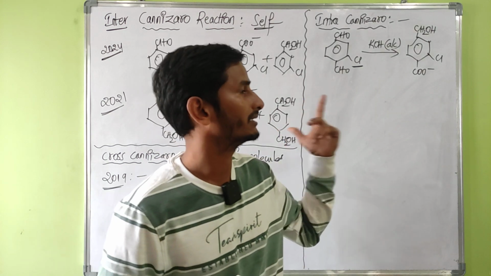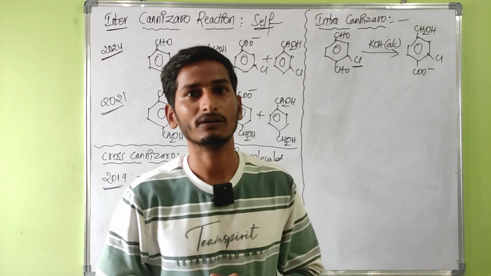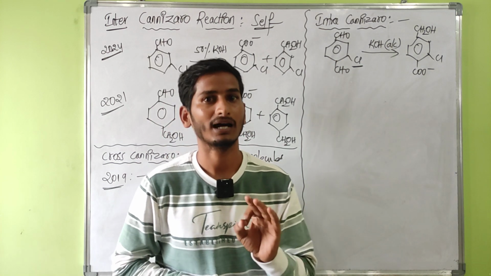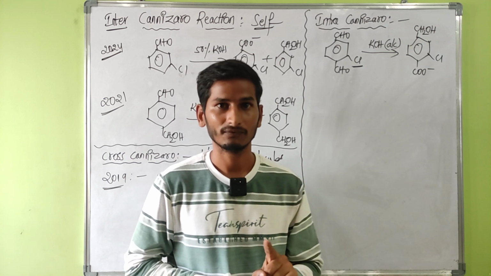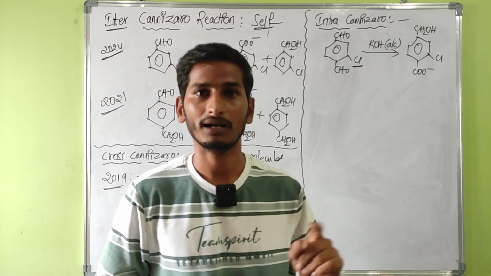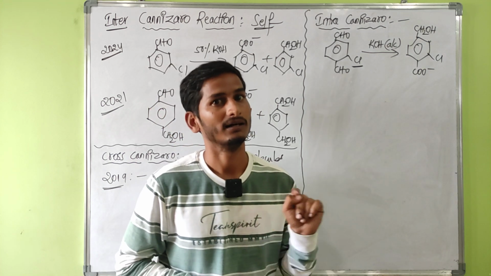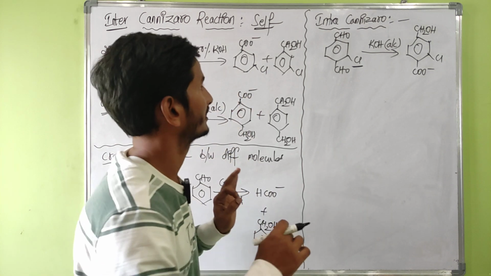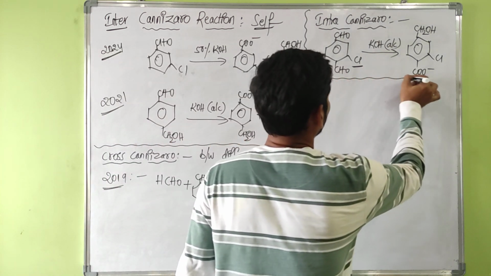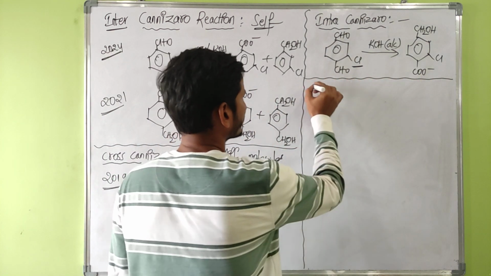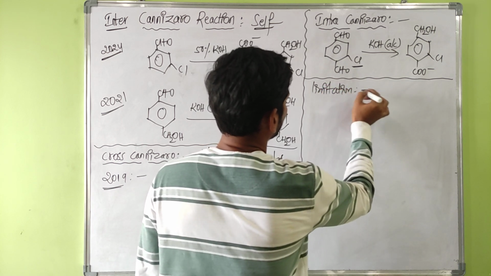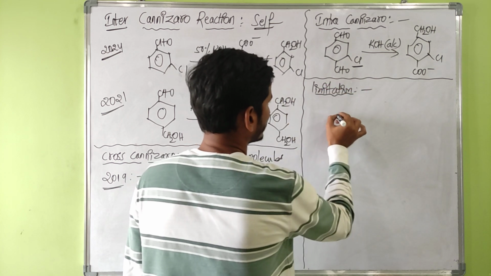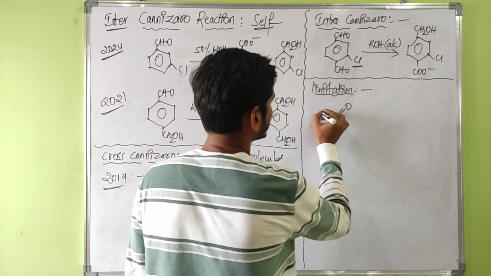Coming to the intra Cannizzaro, we have only one molecule. In that one molecule, two carbonyl groups are present. The one which has more positive charge gets oxidized, the other gets reduced. Okay, so this is self, cross and intra. Let me take one limitation over here. So look at the molecule which I am giving here.